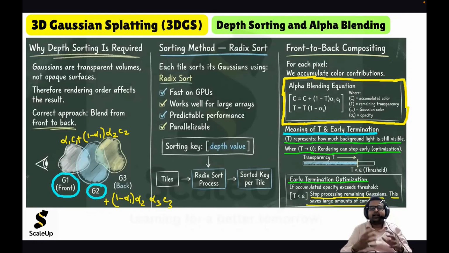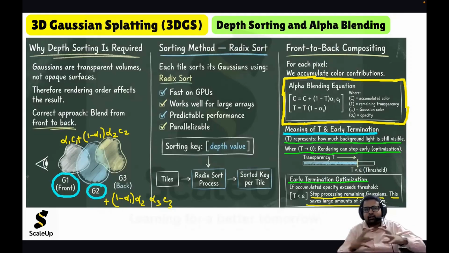To render a particular pixel, we can have hundreds of Gaussians, but only the first three are contributing. The first three Gaussians are occupying all the visible space, and from the fourth Gaussian the remaining transparency is 0. It means it is not at all visible, and if it is not visible, it cannot contribute. So we can eliminate all the subsequent Gaussians. That is the early termination optimization, and in this way we are optimizing even more.